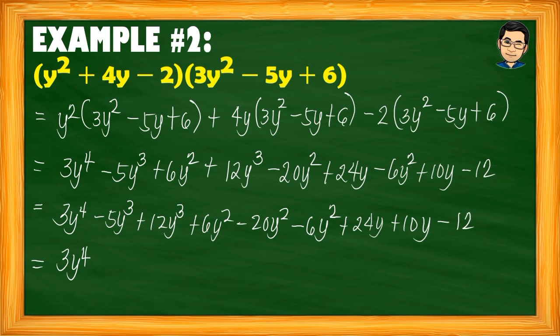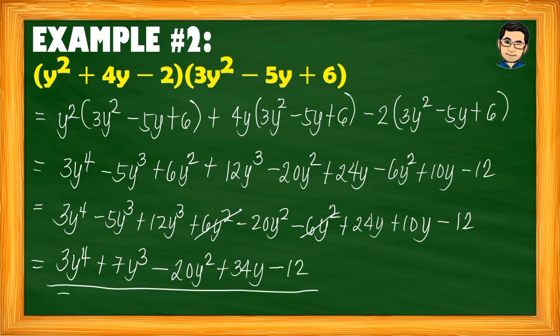And then negative 5y cubed plus 12y cubed, that is 7y cubed. 6y squared tsaka negative 6y squared, makakancel po yan. So, matitira negative 20y squared. 24y plus 10y, that is 34y. And then minus 12. So, our final answer, 3y to the 4th power plus 7y cubed minus 20y squared plus 34y minus 12.